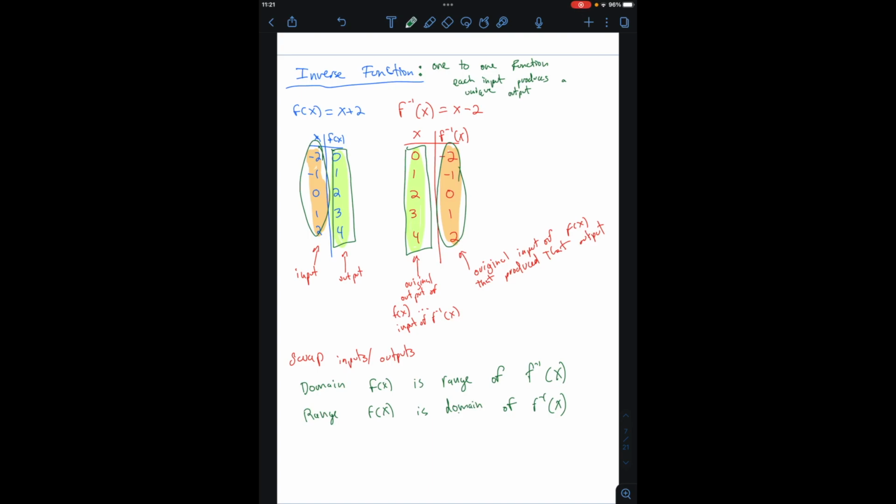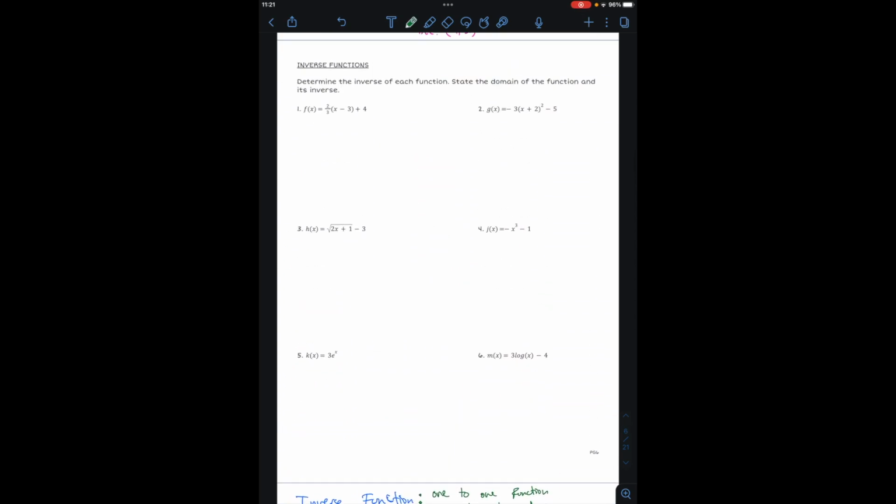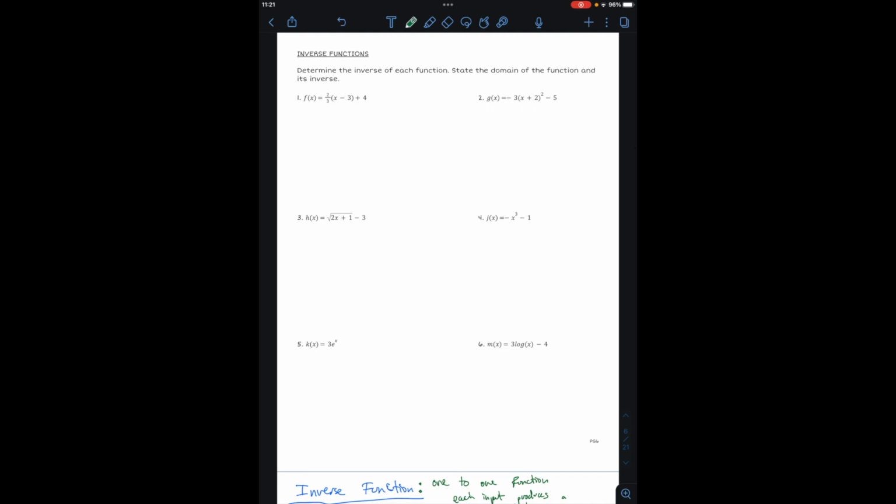So the process for actually finding the inverse function algebraically, typically we just switch x and y and solve for y. So here we would say x is equal to 2/3 times (y minus 3) plus 4. I'm going to start by subtracting 4, so x minus 4, then multiplying by 3/2 equals y minus 3. Then I'll add 3 to both sides. So 3/2 times (x minus 4) plus 3 equals y. You don't have to distribute. You could, I won't for a second.